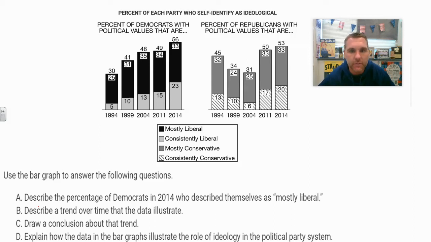All right, so we got a bar graph there looking at conservative and liberal voters. Describe the percentage of Democrats in 2014 who describe themselves as mostly liberal. That's terrible. Come on now, you come up with different words. All right, so I'm going to go 2014, mostly liberals, that color. So it's about 33%. That's it? Okay.